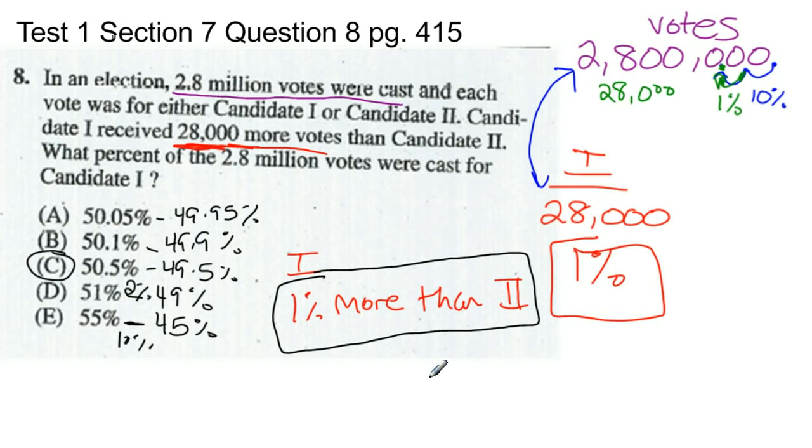So you don't have to do all this complicated math if you can realize that there's a connection between these numbers, 2.8 million and 28,000. As soon as you see, oh, well, this is 1%, sorry, you can see this is 1% of 2.8 million. It becomes a much easier question.